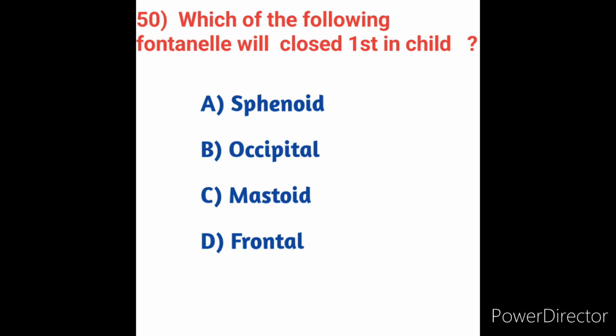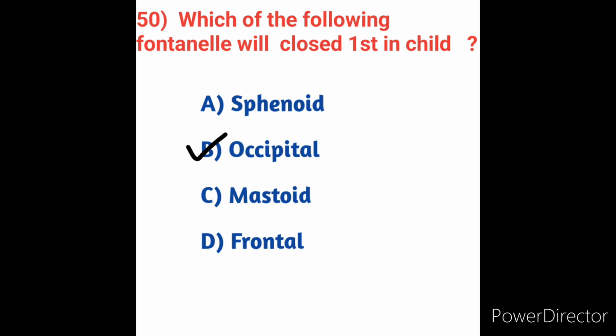Babies are usually born with 6 fontanelles. They are in different places around the skull and close at different times throughout childhood. The posterior fontanelle usually closes first, followed by the sphenoidal, mastoid and anterior fontanelles. So from the options, the occipital fontanelle will close first in children. So here option B is the correct answer.